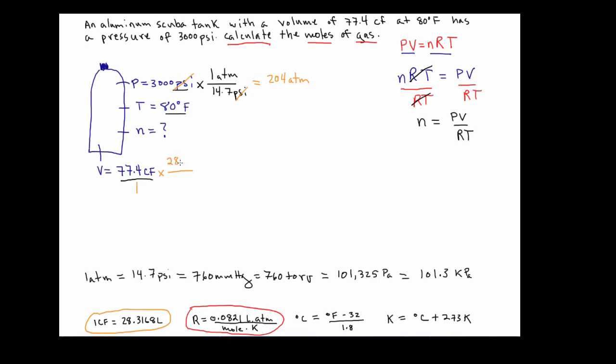28.3168 liters, and that's over 1 cubic foot. Okay, cubic feet cancel out, and we have solved for liters. And you can see that we should be getting a big number. A scuba tank is a big volume, so it's going to be 2,192 liters of gas in a typical recreational aluminum scuba tank.